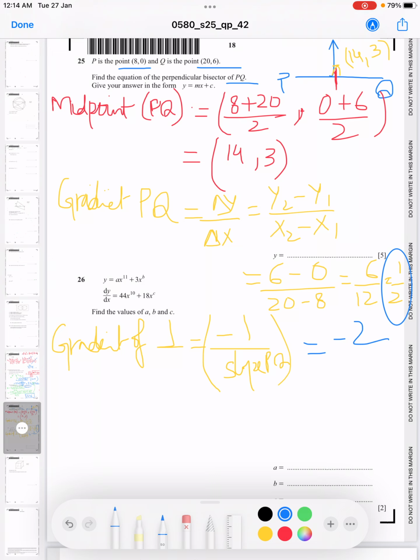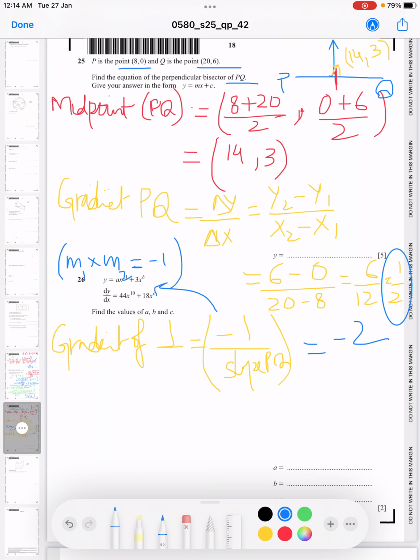And why is this the negative of the inverse? Because we know that m1 multiplied by m2 will be equal to minus 1. A line and its perpendicular, both of their slopes, when multiplied will give you minus 1. So this is the thing.